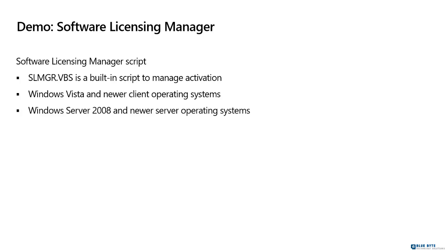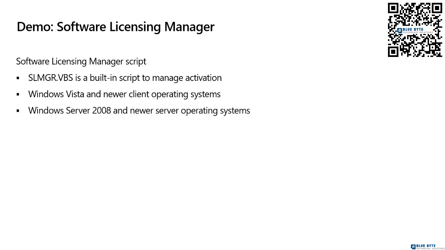In this demo, we are going to use the Software Licensing Manager to look at some of the licensing options. Every operating system since Windows Vista and newer on the client side and Server 2008 and newer on the server side ships with a built-in script, slmgr.vbs, which stands for Software Licensing Manager. But this is built into every operating system, and it has several parameters you can use to modify scripting. So we're going to look at a few of those common parameters and see how this script actually works.